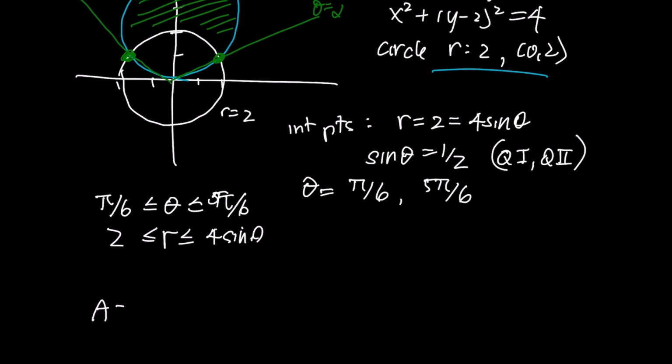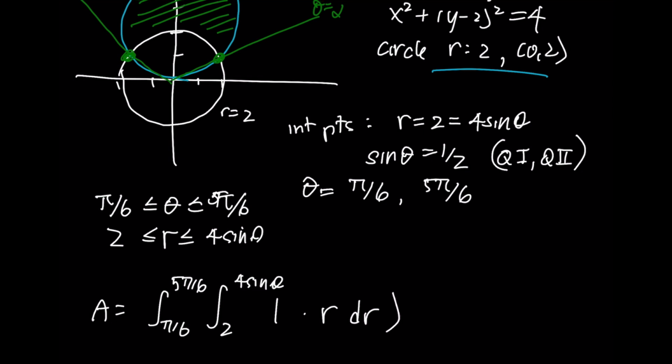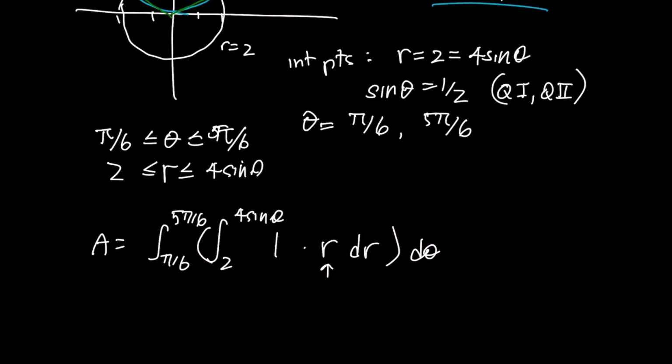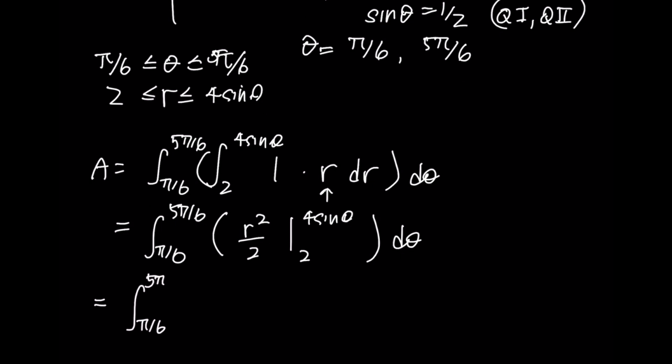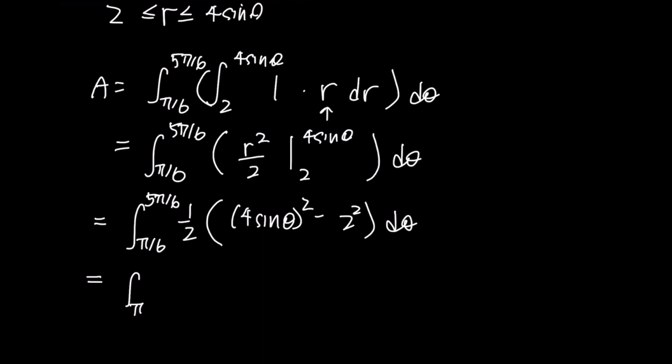So the area is simply an integral as follows. We have 1 as the function, and then we have to make sure we contain the proper area distortion factor here. So now it's just a process of working through this function. We'll have r squared over 2 evaluated from 2 to 4 sine theta. We'll have a 1/2 factor coming out front. We'll have (4 sine theta) squared minus 2 squared d theta. This will give us 16 sine squared theta minus 4.